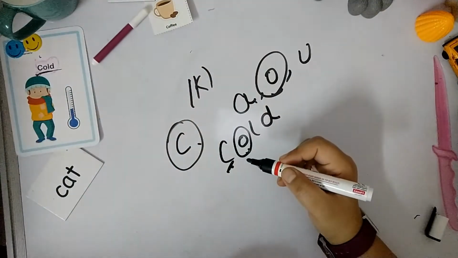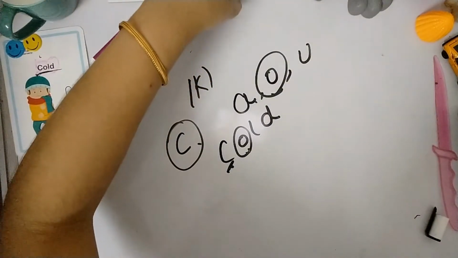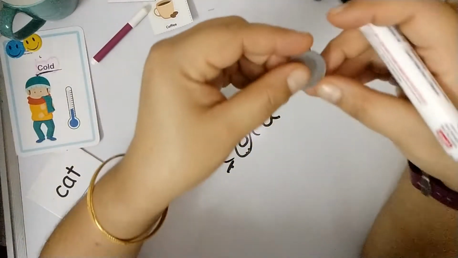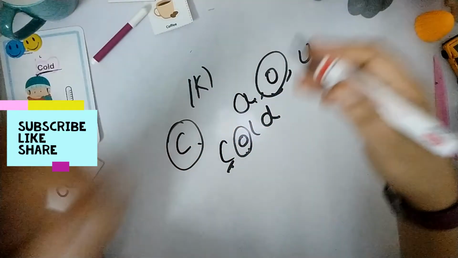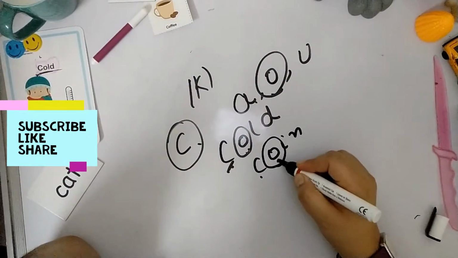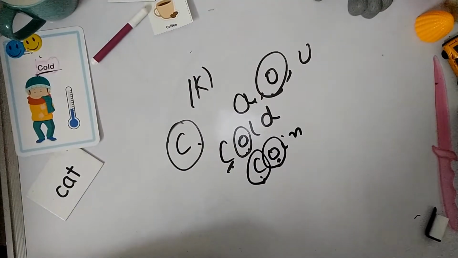Now we need to take the cat to the doctor, right? Before that we need to purchase something for the cat, like some dress or something, whatever. For that you need to pay some money. So this is a coin. You can add coin here. The K sound is again followed by vowel O. So we are using C here, right? Like this you need to proceed.